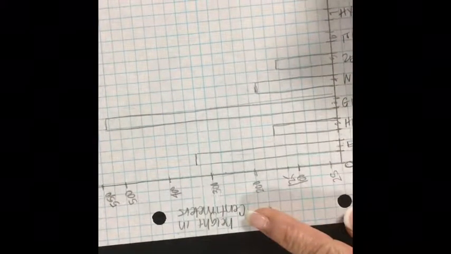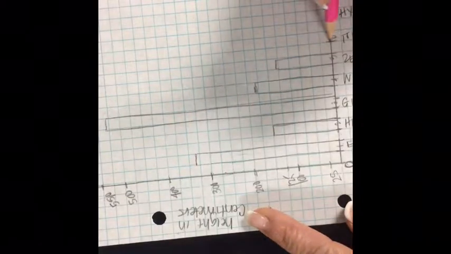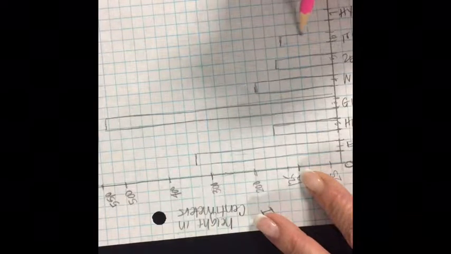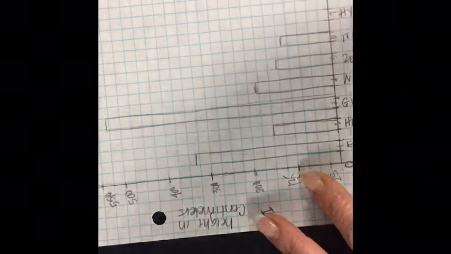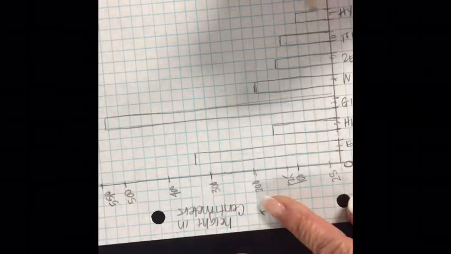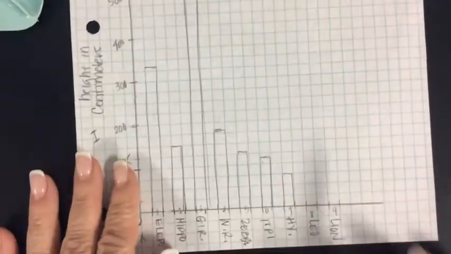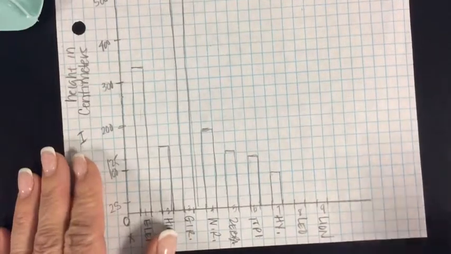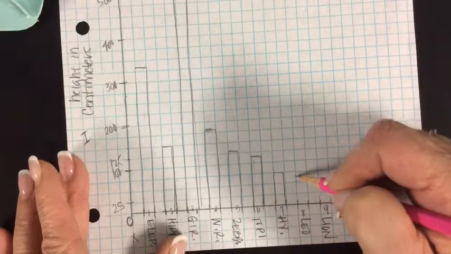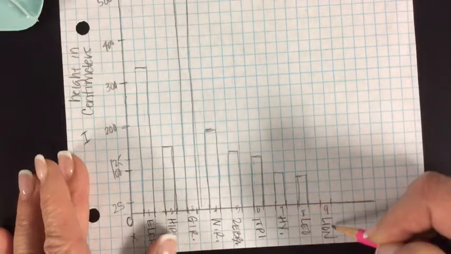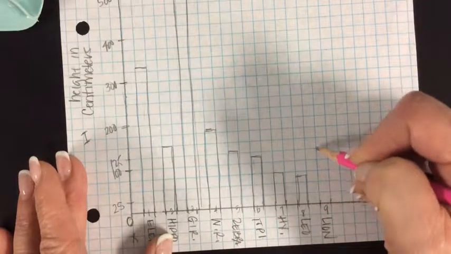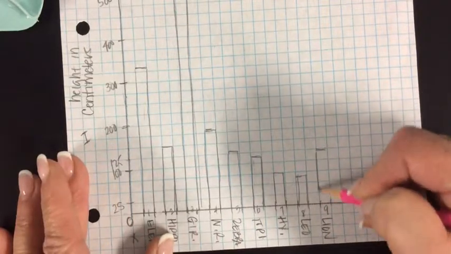Topi, 115. So 100, not quite 125. Hyena, 75. All right, let's keep going. The phone rang. Leopard, 63. So between 50 and 75, put it there. And then lion, 120. So here's 100, just below 125.